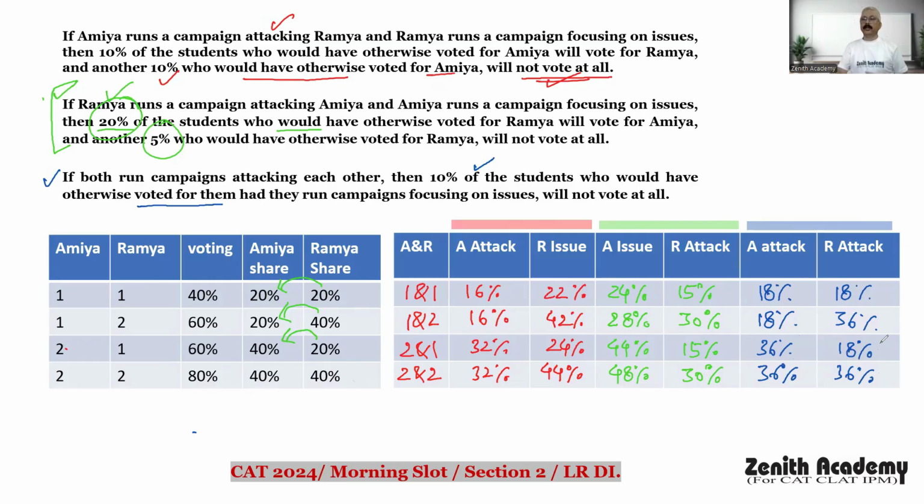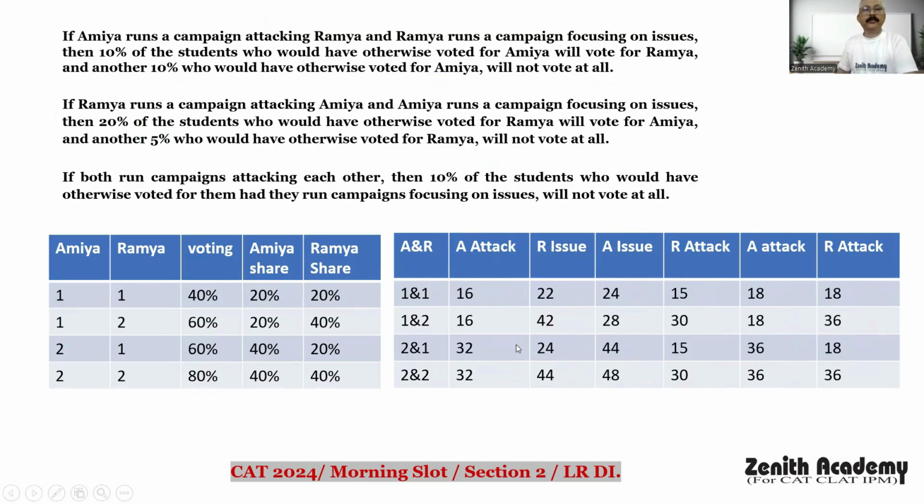So this is the final table in all possible combinations. It means here level 1 and 1, then A attacking and R focusing on issues, or A focusing on issues and R attacking, or A attacking and R also attacking. So this is the final table. And now I think you can answer all the questions. Right. So let's see the questions with this table. Okay, so this is your final table.